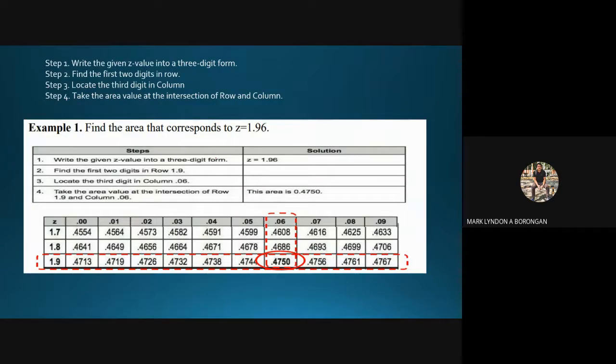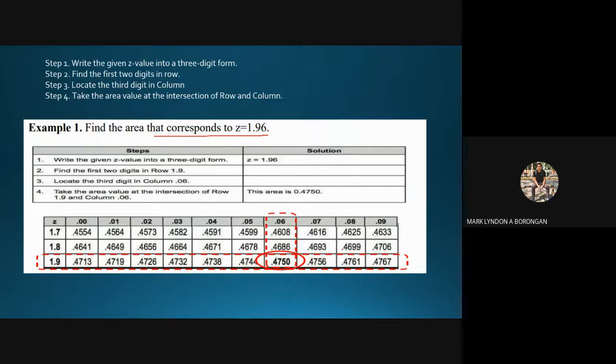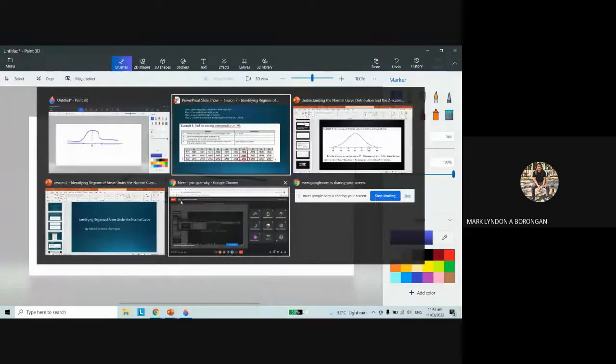So proceed. Here is the example. Find the area that corresponds to z equals 1.96. We will use the standard normal table. We locate 1.9, then 1.6, so 1.96. That is 0.4750. So the area is 47.5%. Wait, let me erase. So if we have z equal to 1.96.